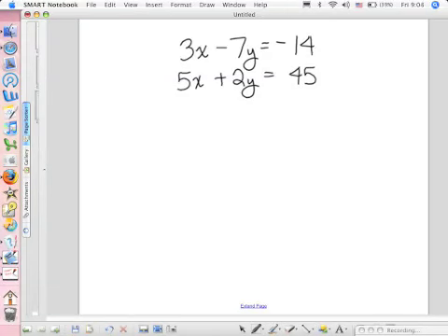Well, the way I do that is I look for a common multiple of 7 and 2. What is that? 14. So I'm going to turn them into negative 14, positive 14. All right, now y'all pay attention because this is where students get confused. If I want this number to become negative 14, what do I have to multiply that number by? Positive 2.